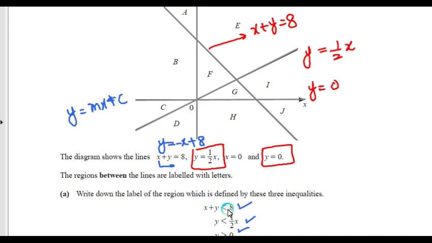So for the inequality, you can see x plus y less than 8. Less than 8 means we have to put the arrow below this line. Below for less than, or if it is greater than, then above, right? So it should be below this line. Then again y less than half x, again below this line. Then y greater than 0, so above the y equals 0 line. So obviously the region will be this, G, right?